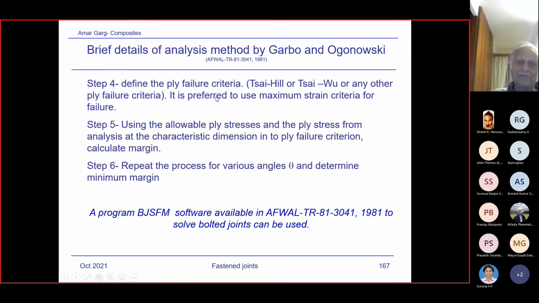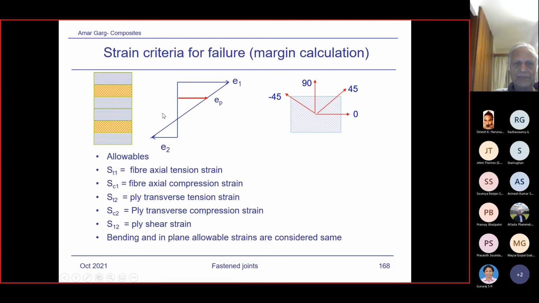I've written here to define ply stress criteria. It could be Tsai-Hill, or any other failure criteria, but normally our preference is to use maximum strain criteria for failure. I won't go into the details of this anyway. Strain criteria for margin calculations I've just typically shown, which those of you who have done laminate analysis may appreciate.